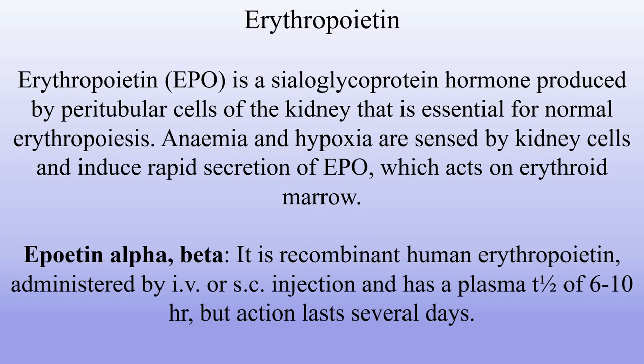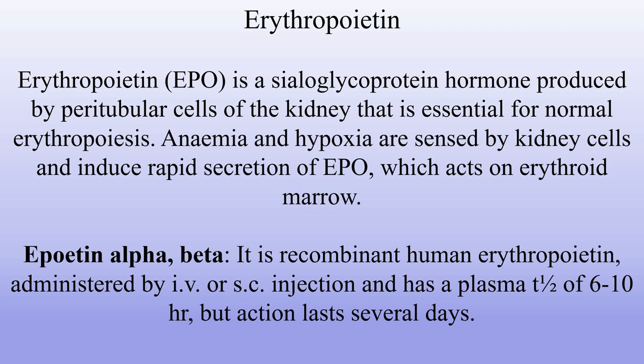And erythropoietin. Erythropoietin is a sialoglycoprotein hormone produced by peritubular cells of the kidney that is essential for normal erythropoiesis. Anemia and hypoxia are sensed by kidney cells and induce rapid secretion of EPO, which acts on erythroid marrow.